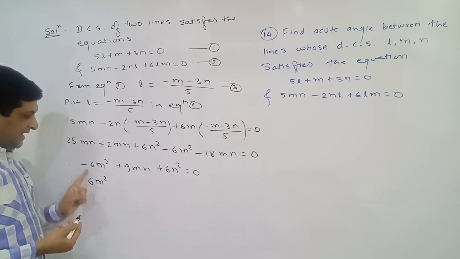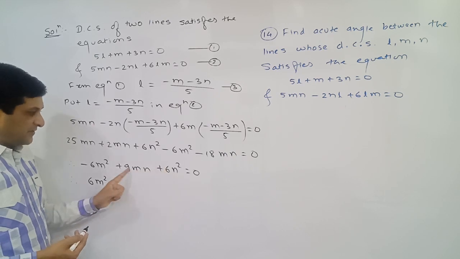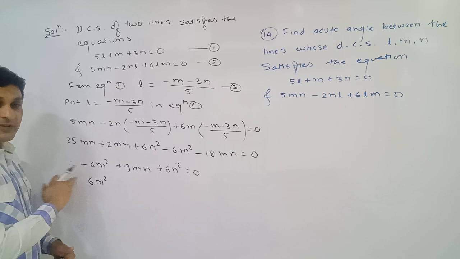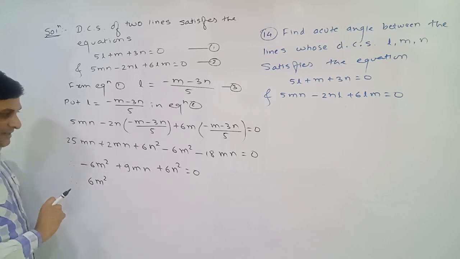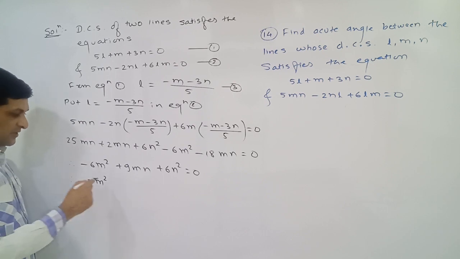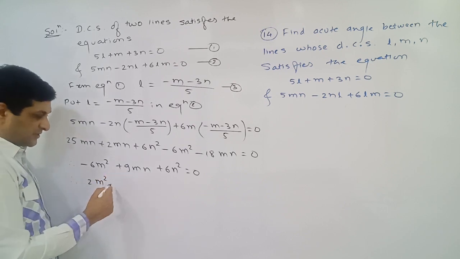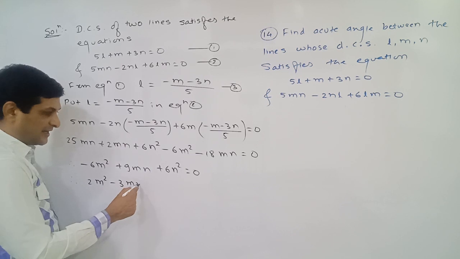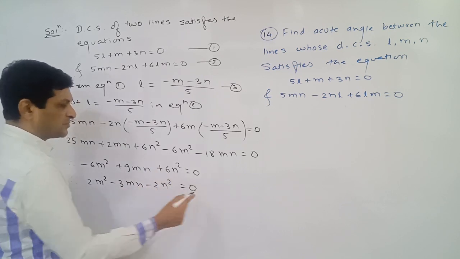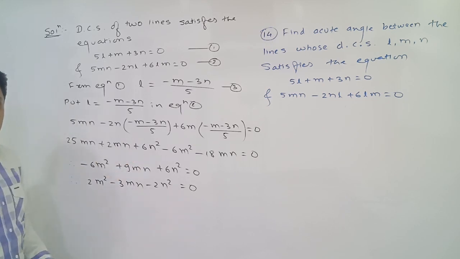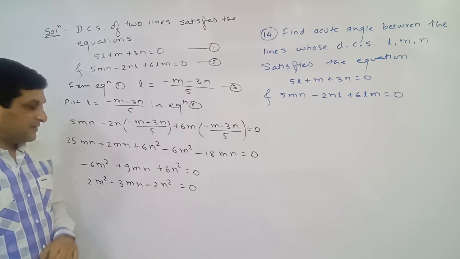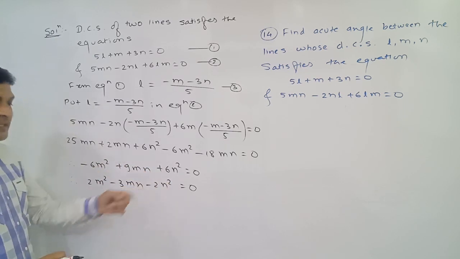Even we can observe that all the terms in this equation are divisible by 3 also. So to cancel this minus, I am dividing both sides by minus 3. If I am dividing the first term by minus 3, here we will get 2m square. Divide by minus 3, here we will get minus 3mn. Divide by minus 3, here we will get minus 2n square is equal to 0. Just simply we are dividing both sides by minus 3, and we will get this expression.